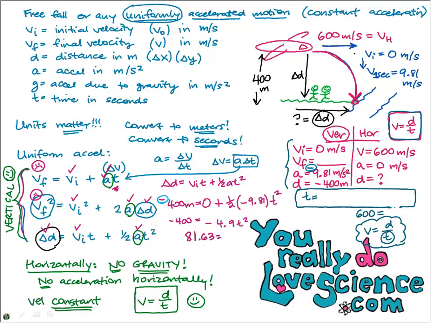81.63 equals t squared. Don't forget that the t is still squared. We're going to take the square root of that. 9 point, seems like we have it. Feels like we have an answer because we solved something that took a long time. 9.04 seconds.